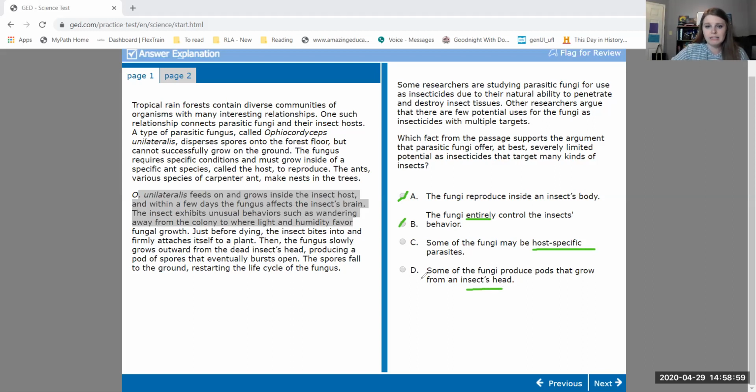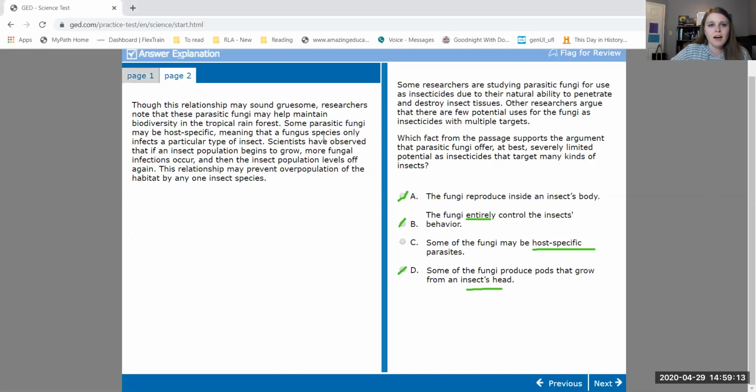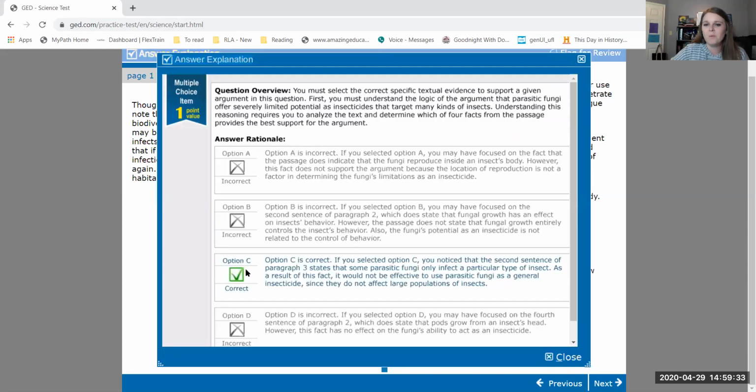Again, true, but is it really explaining why it's a bad pesticide or insecticide? It doesn't really have an effect on whether or not it makes a good insecticide. So it being host-specific is a good one because it mentions they only infect a particular type of insect. That's what it means to be host-specific. Well, would that make a good insecticide to kill bugs if it only affects one or two types of bugs? No, you want an insecticide that can kill a lot of different ones. So let's take a look. I think our answer is going to be C, and we are correct.